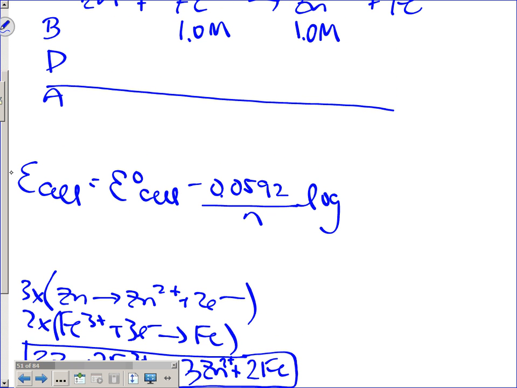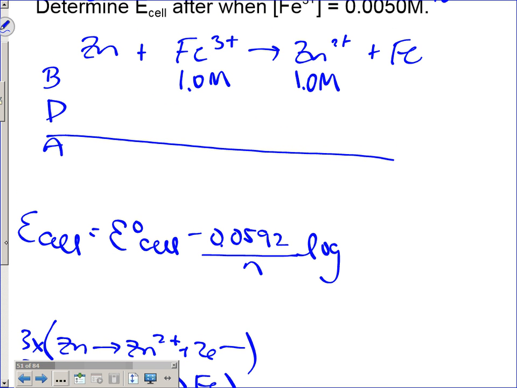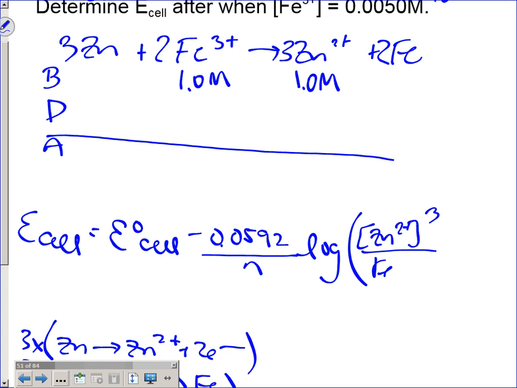Before you get too far, can somebody tell me how you would set up your Q expression here? It's going to be the concentration of Zn to the third. Sorry, Zn to the third. Zn, what was it? 3, 2, 2. So when you plug in, you get Zn2+ to the third over Fe3+ to the second.